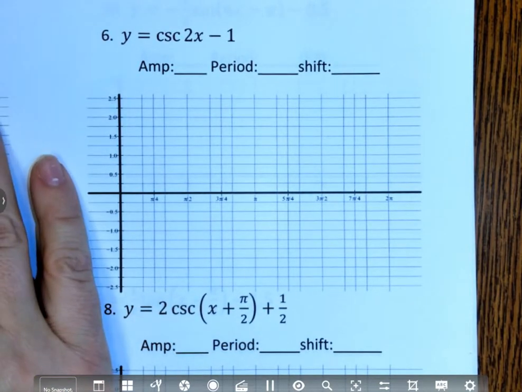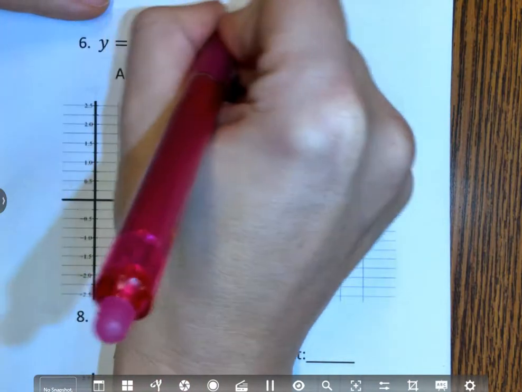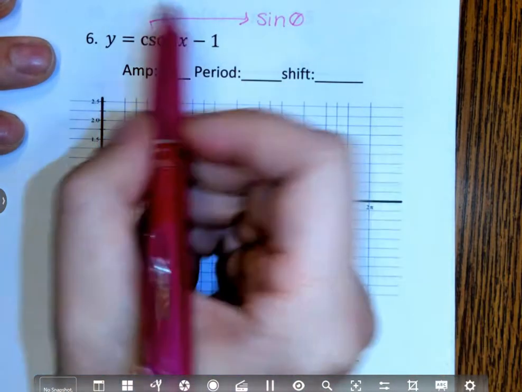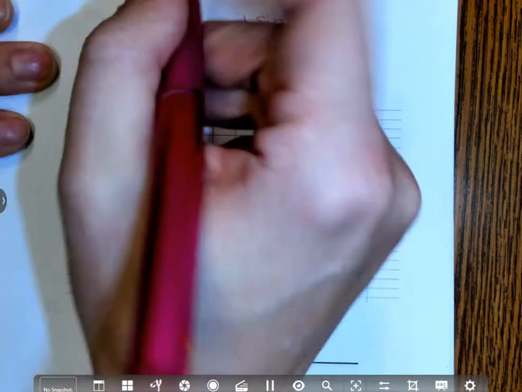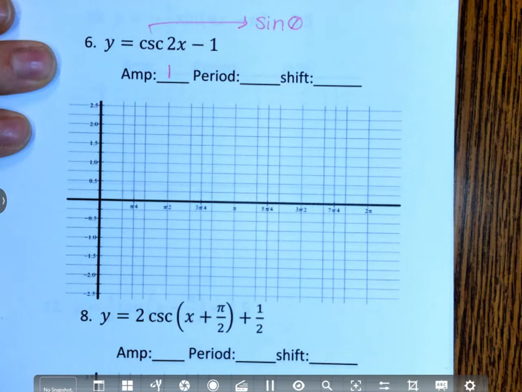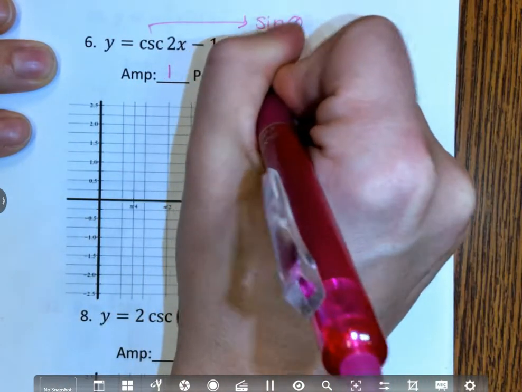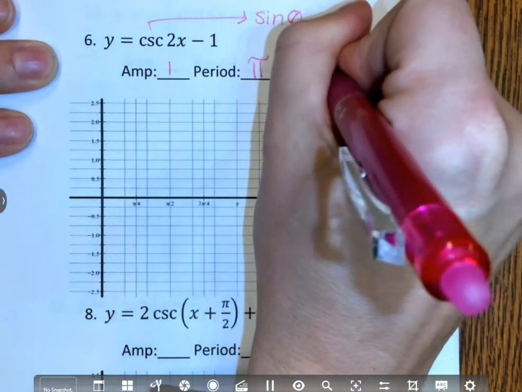Here we go. Next problem. I want to know, what should I think about in terms of this one? Sine. Cosecant? Nope. Sine? Heck yes. So had that said sine right there, what would my amplitude have been? Uno. What would my period have been? How'd you get pi? Right, because it's a sine graph. Sine has a period of 2 pi, and 2 pi over 2 is just pi. Do we have any shifts? Down 1. So let's do those.